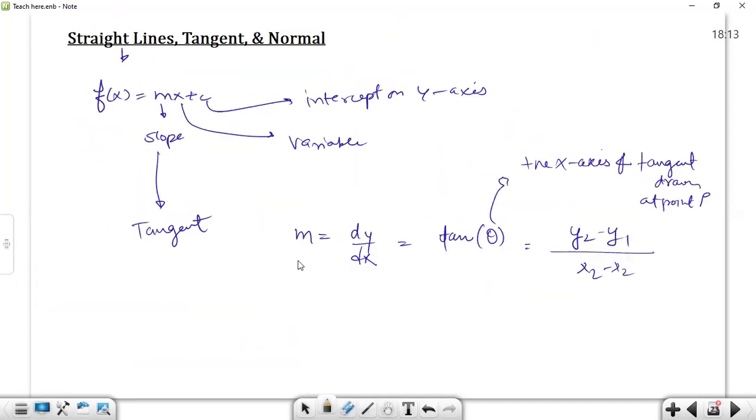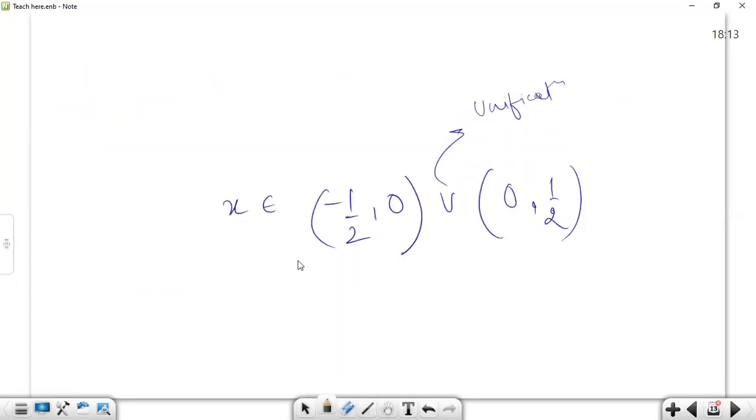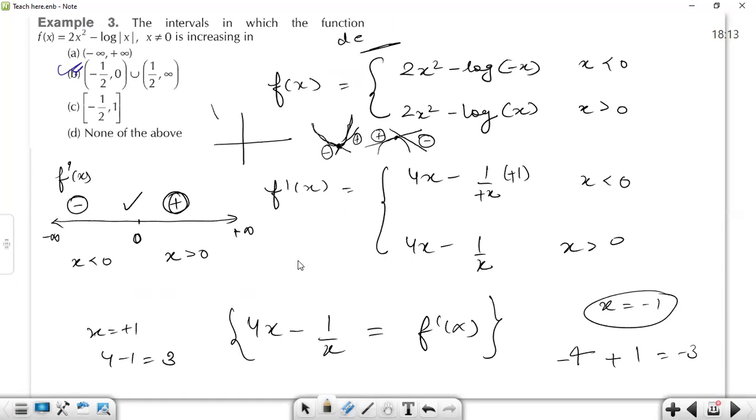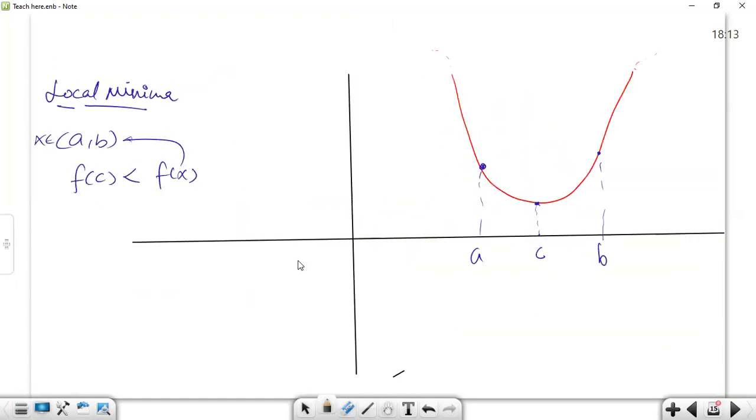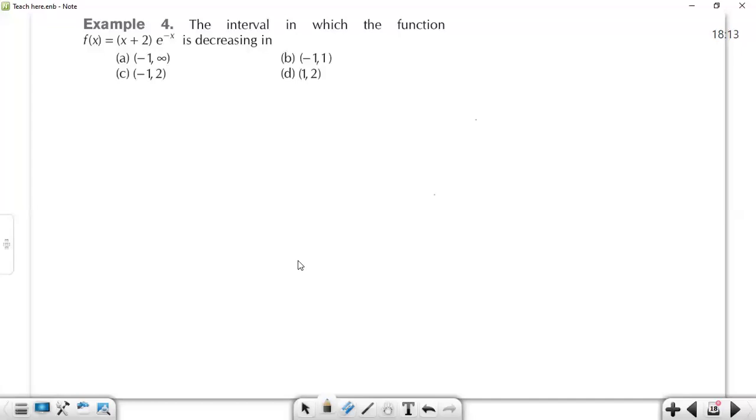Example number 3 we have already discussed. Let's discuss example number 4. Try to recall concepts from class 12 and relate those. Okay, yes, sir.